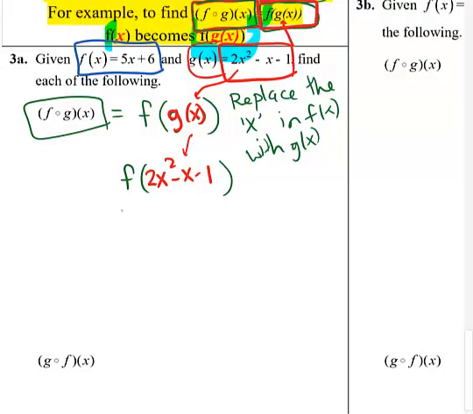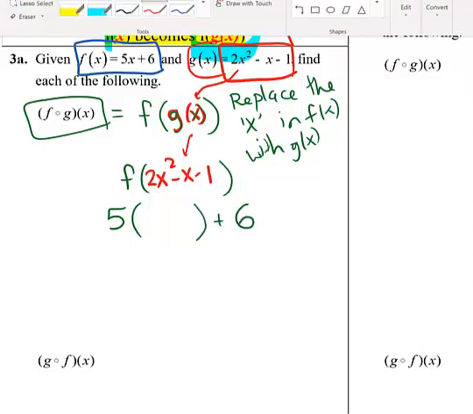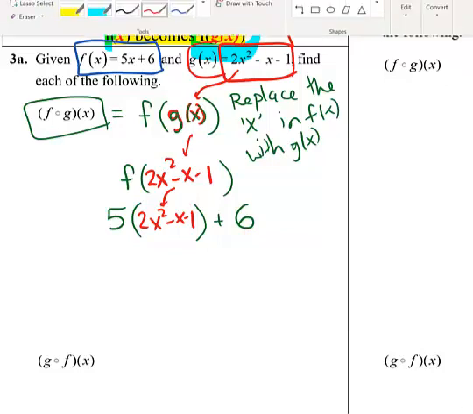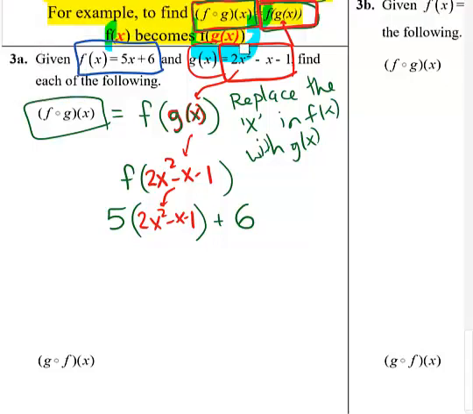But f of x itself is 5x plus 6. And like it says, where the x was in f, you're going to write the x squared minus x minus 1, g of x. So it's kind of weird, and that's what it ends up being. I guess we can clean that up a little bit, but that's the idea.